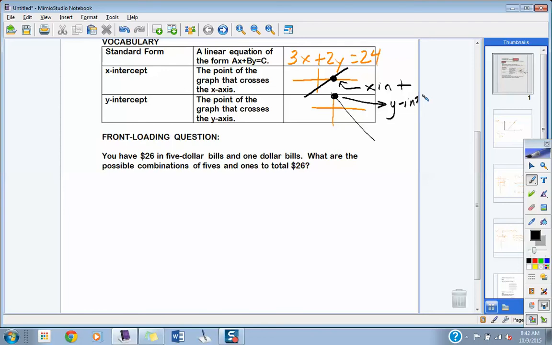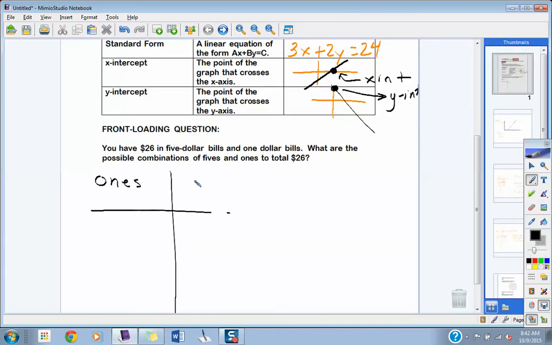How much money do we have? $26. So 5s and some 1s. All right, so I'm going to make a table right up here. Guys, give me a combination that would work to total $26. 3 5s. Oh, wait, no. Wait. 4 5s.